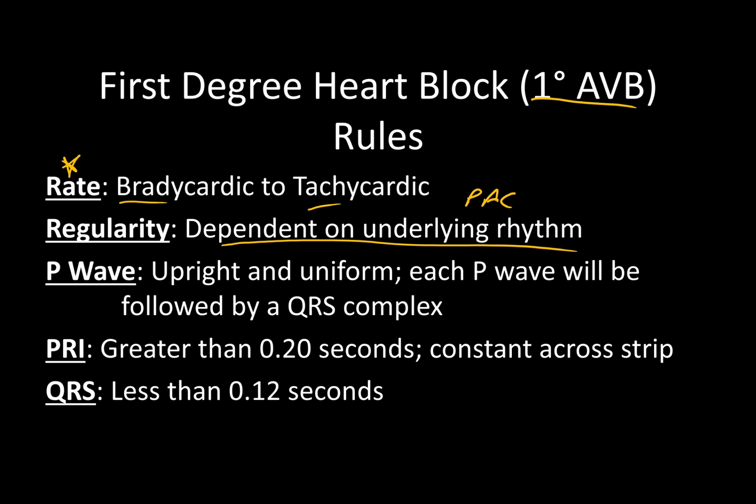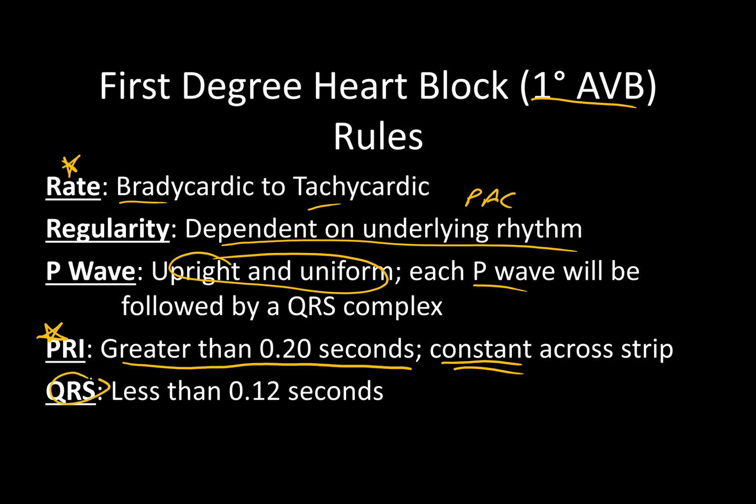When you see your P waves, they should be upright and uniform. Each P wave will be followed by a QRS, that kind of stuff. The big one is this, that PRI is greater than 0.20, and it's constant and the same every single time. It doesn't get longer or shorter or anything. It's whatever you measure it at, it will be the same every time. And then your QRS is perfectly normal.